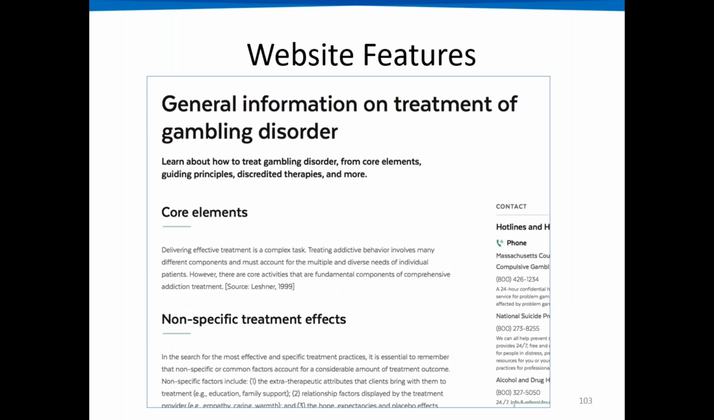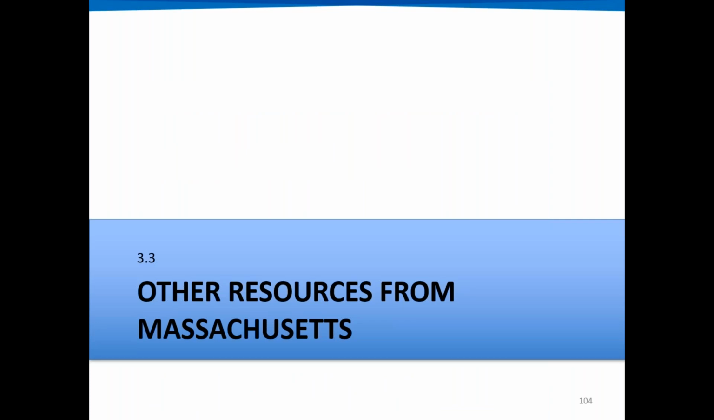Finally, a section called General Information on Treatment of Gambling Disorder provides a general discussion of key clinical concepts that providers might want to review as they commence their treatment of gambling disorder. We wanted to point out a few more resources that providers might find valuable if they need to work with clients who are struggling with gambling-related problems.